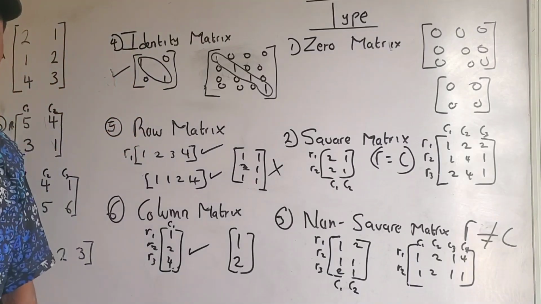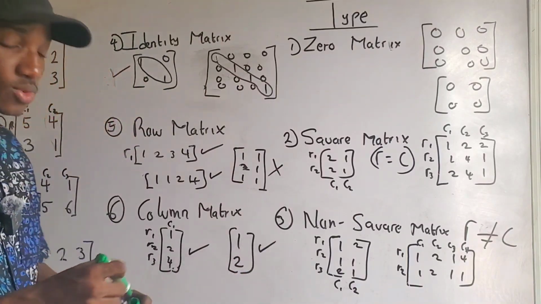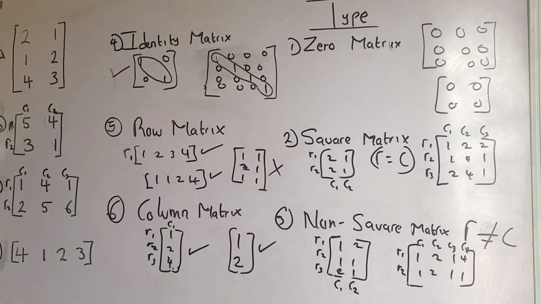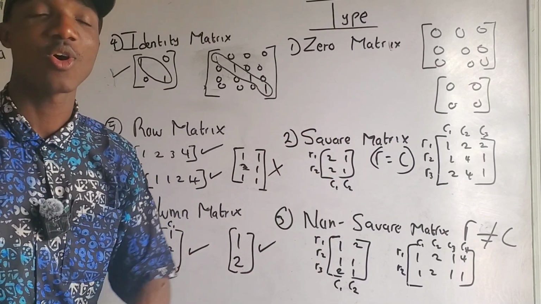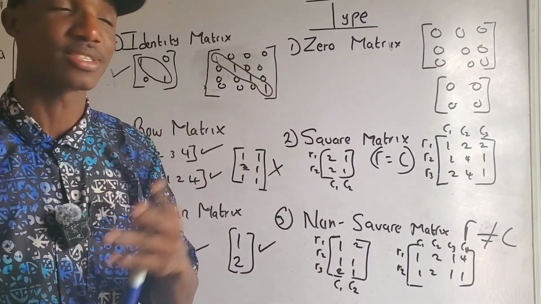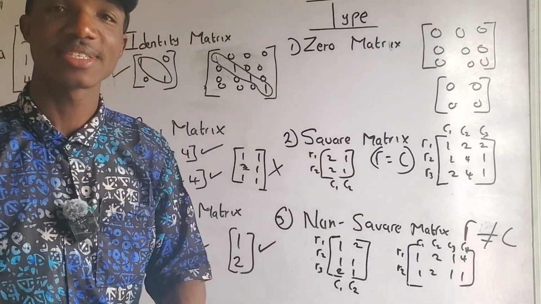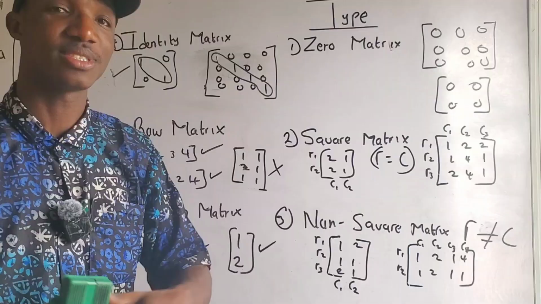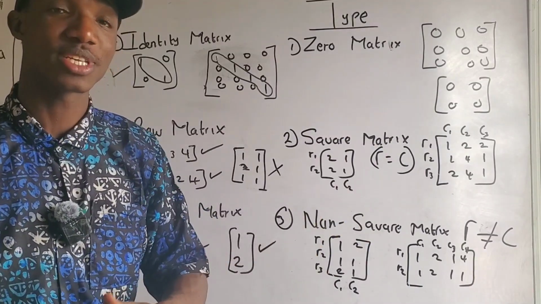This also is a column matrix, and the reason is because it has only a single column. Do you understand? Okay. So we have talked about zero matrix as a matrix that has all the elements present inside the matrix as zeros. Square matrix has the same dimension, that is, the same numbers of rows and columns.